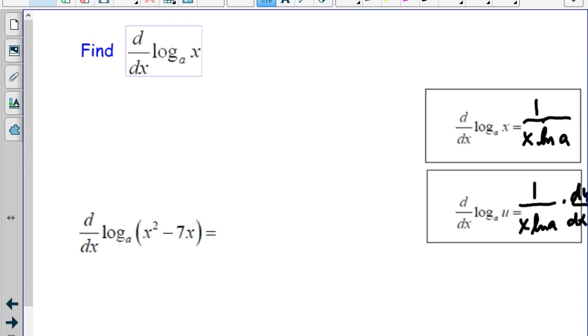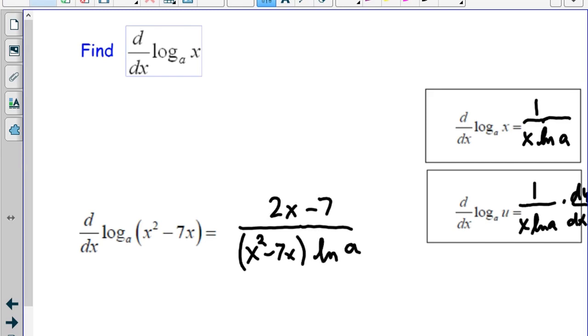So log base a of x squared minus 7x becomes 1 over x squared minus 7x times the derivative of the inside. So I guess we don't really need to put the 1 up there. So we have 2x minus 7. And so that's the chain rule component. And then we have this natural log of a that has to be in the denominator.